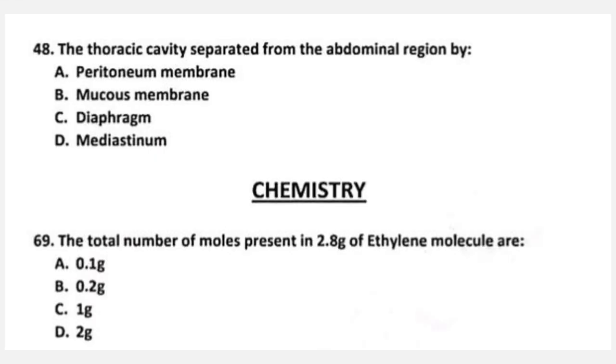Okay. The thoracic cavity is separated from the abdominal region by: option A, the peritoneum membrane; option B, the mucous membrane; option C, the diaphragm; and option D, the mediastinum. The border between the thoracic cavity and the abdominal cavity is the diaphragm.